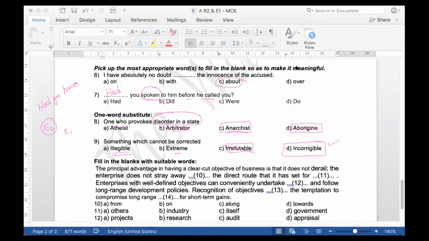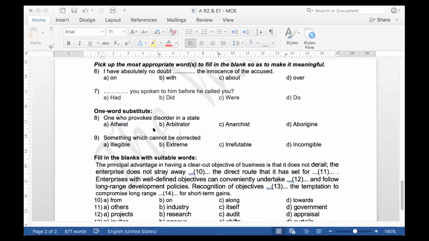Next one, it's a small paragraph and you have a number of blanks in between. Take a look at how you fill those blanks.